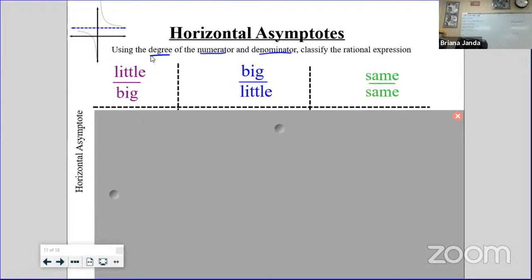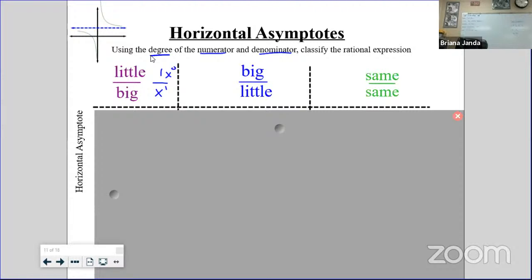If the degree of the numerator is smaller than the degree of the denominator, a very easy example to follow would be 1 over x, because this is like an x to the 0 over an x to the first, right? The numerator in the top is smaller than the denominator in the bottom. As I plug in really big numbers, so we go all the way to the right or all the way to the left, think about what's happening. As I plug in 10, I would get 1 over 10. As I plug in 1,000,000, I would get 1 over 1,000,000.